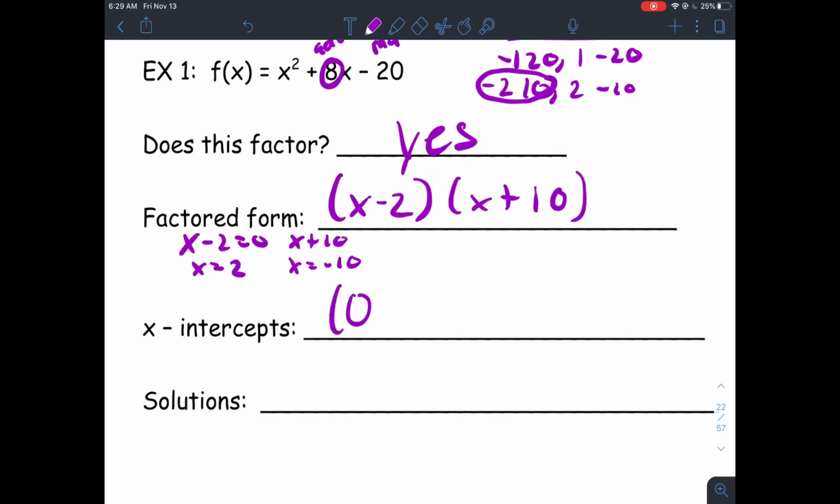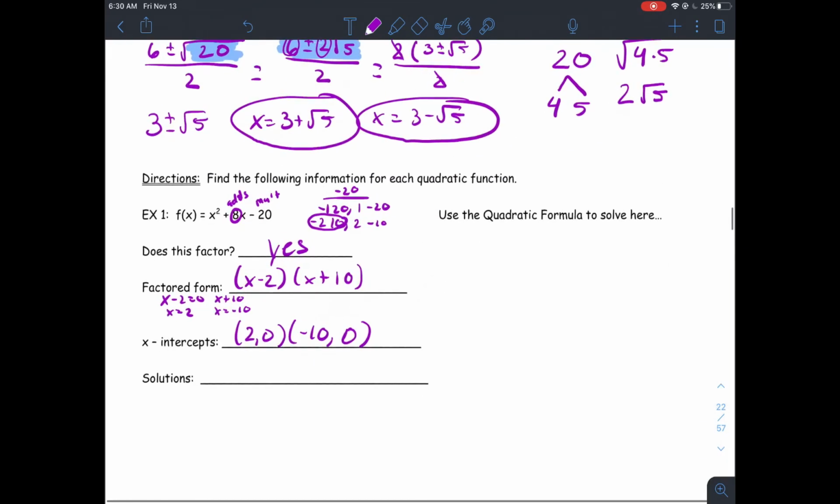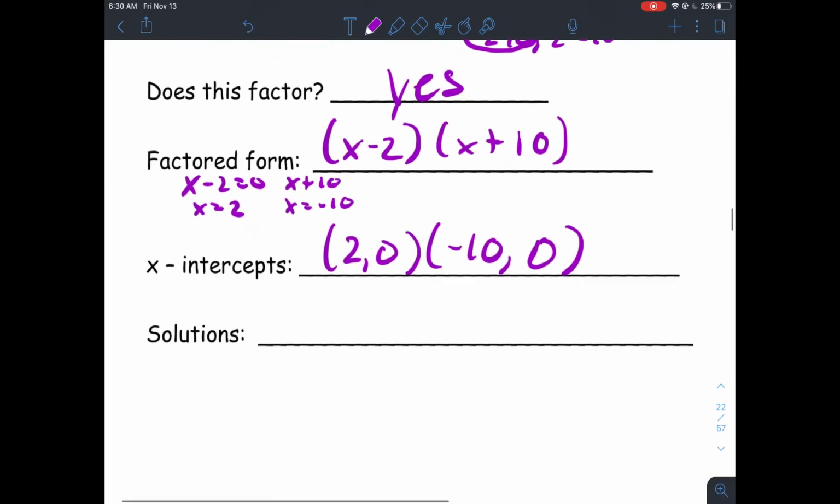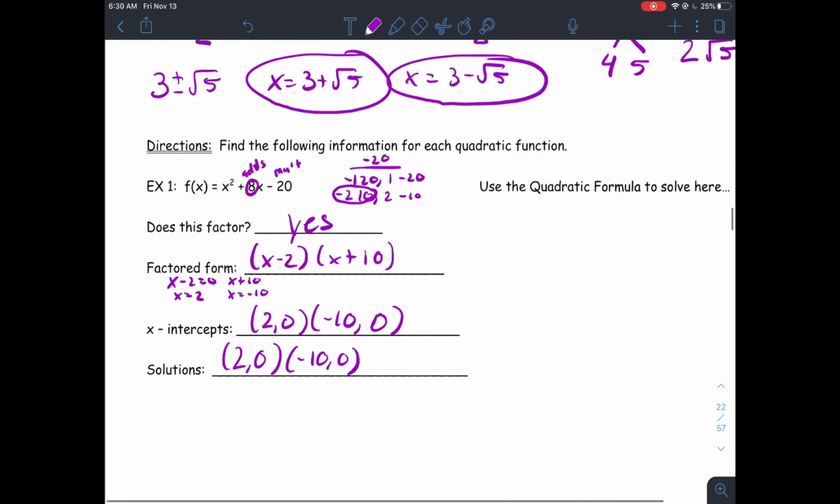So our x-intercepts here would be, or I'm sorry, no, it'd be 2, comma 0 and negative 10, comma 0. And then, of course, the x-intercepts are the same as the solutions, right? So we do 2, 0, negative 10, 0. Those mean the same thing.